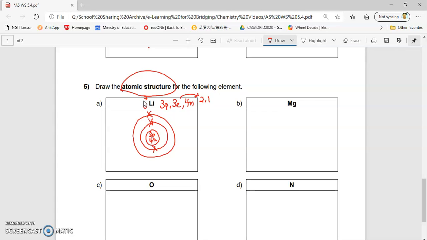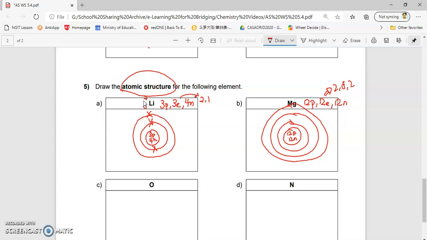Now I'm just going to draw magnesium. Magnesium is 12 protons, 12 electrons, 12 neutrons. So the nucleus has 12 protons, 12 neutrons. 12 electrons means it's 2, 8, 2. So I draw 3 shells. 1, 2, 3. 2, 8, sorry.